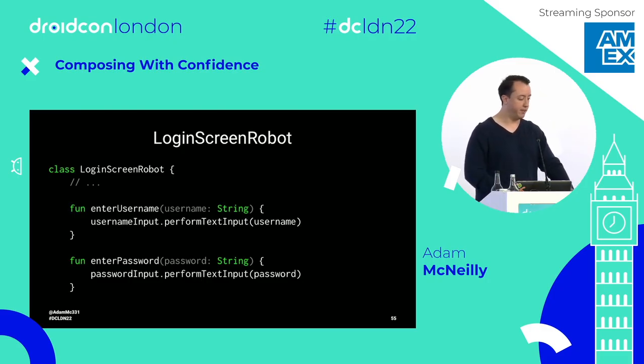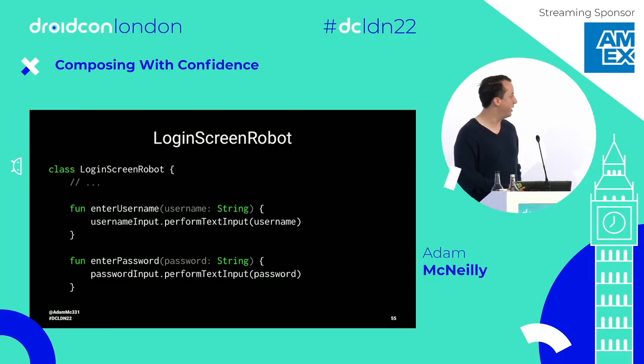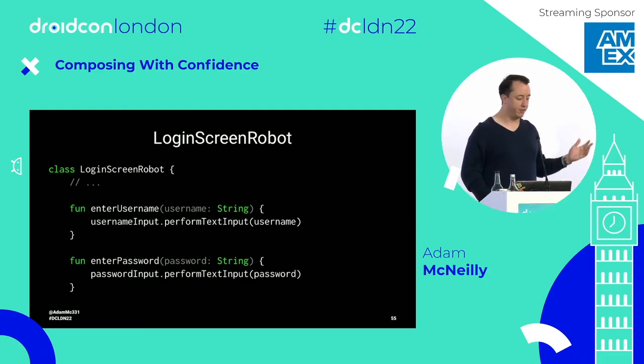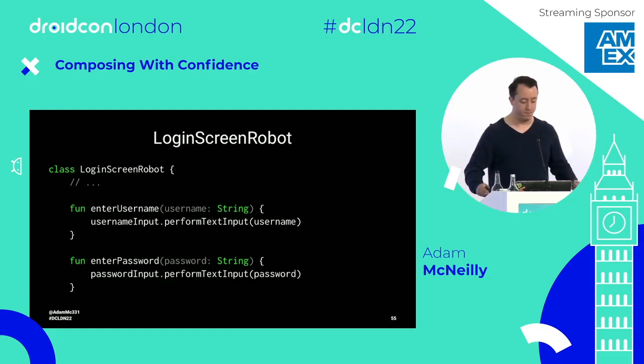So we'll write a function called enterUsername that takes in the username we want to enter, and then we'll perform that text input on our username. And the same with password, and what's not pictured here, but there are similar functions for click login button, verify login button is not enabled, things like that.